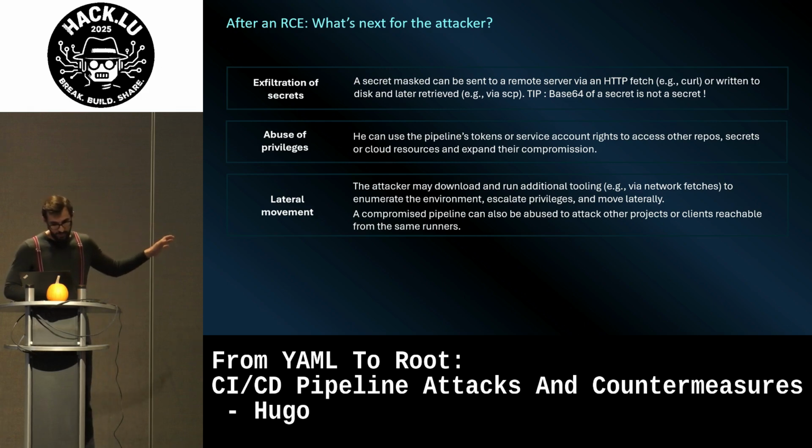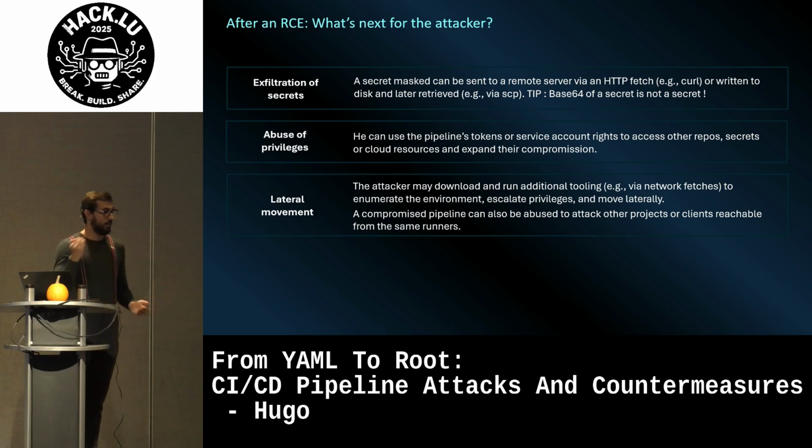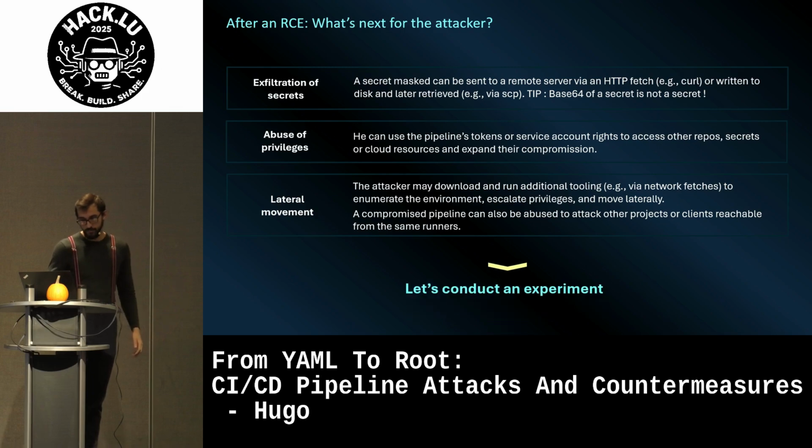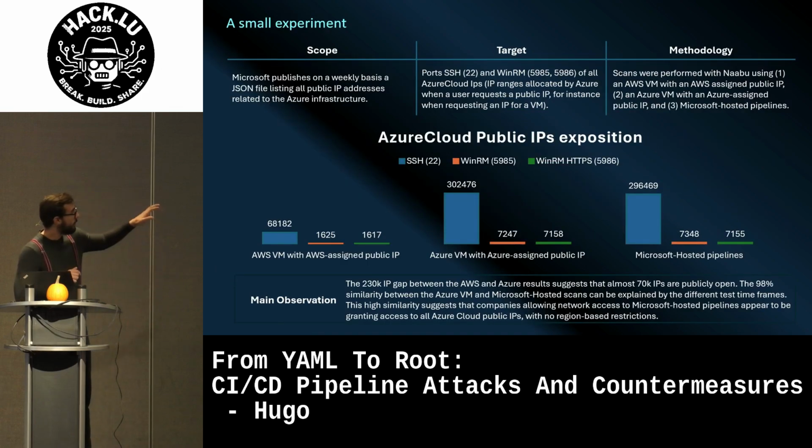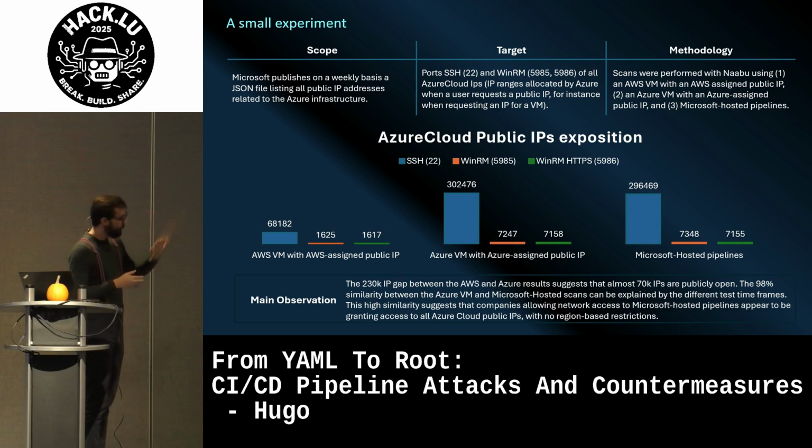The attacker will also try to abuse the privilege of the pipeline in order to see if he can access all the repos or resources. But he can also do lateral movement, by downloading some tooling, in order to see if he can abuse other projects, other environments, other clients. So for this, we made a quick experiment. I will go a little bit faster.